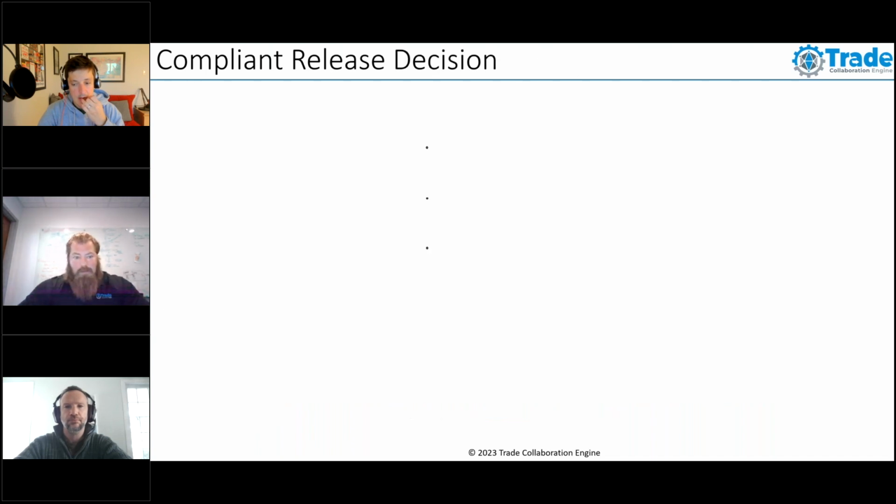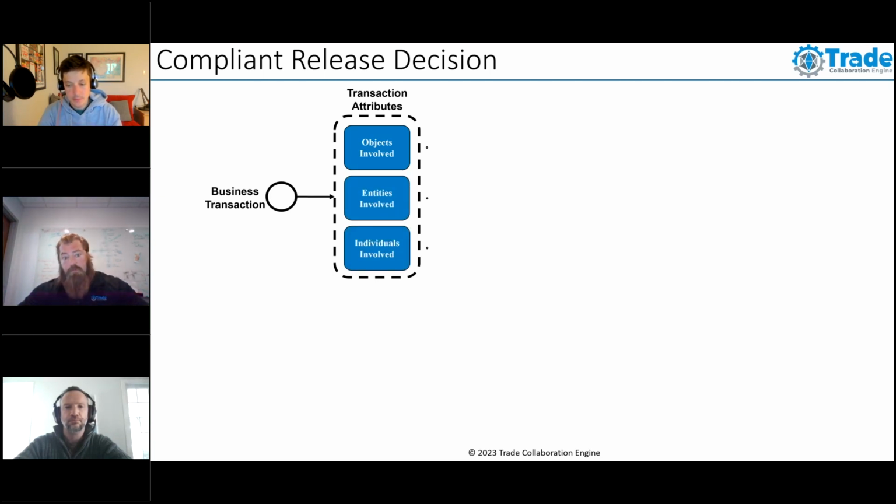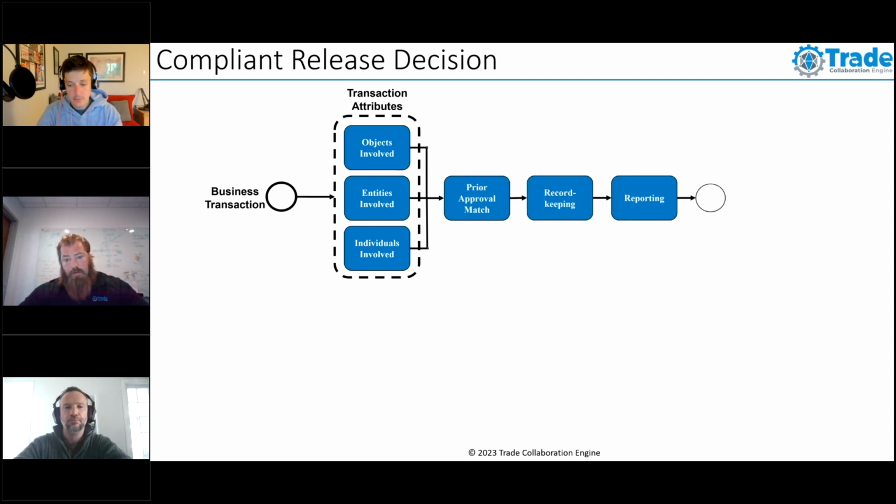So how is a compliant release decision made? Well, you've got business transactions, and there are certain things that we have to know about those transactions. You know, what objects are involved, what entities are involved, what individuals are involved. And those things come together in a prior approval match. Records are kept and reports are filed, right? So how is this prior approval match made, right? What is going into this?